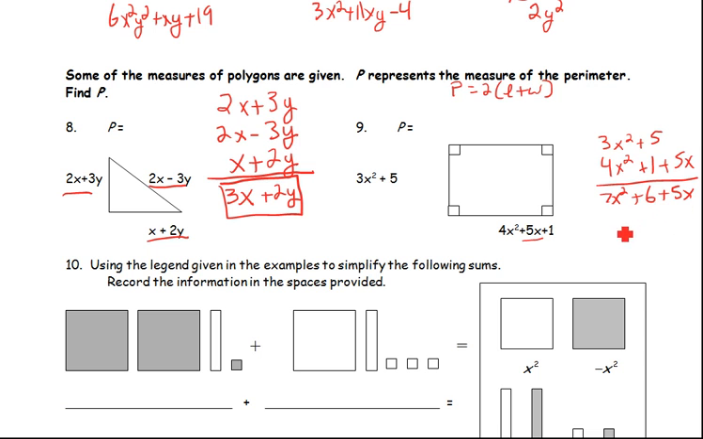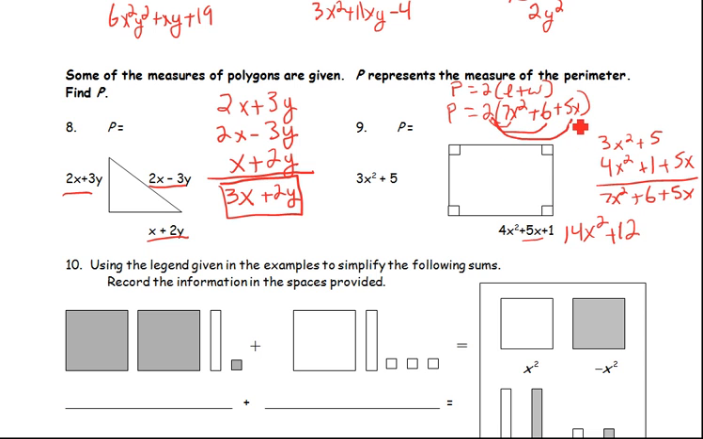Now I can plug this in to my formula, and I can come up with P equals 2 times 7x squared plus 6 plus 5x. And when I do my distributive property, 2 times 7x squared, I'm going to write my answer down here as 14x squared. 2 times 6 is positive 12.